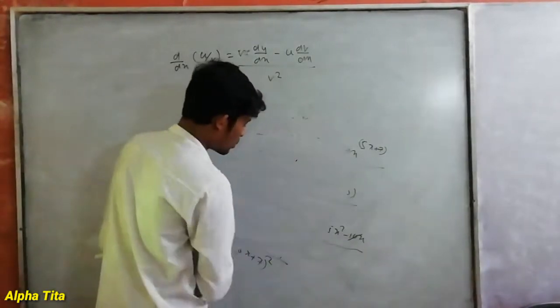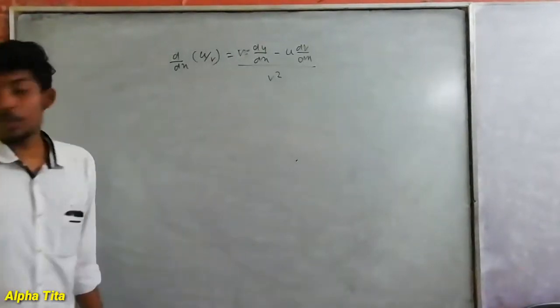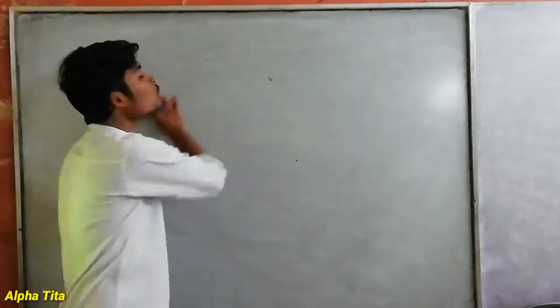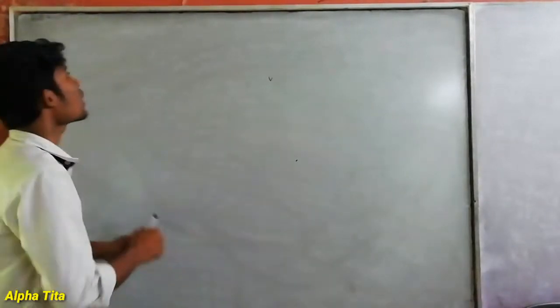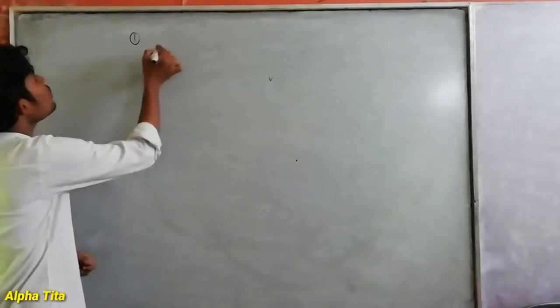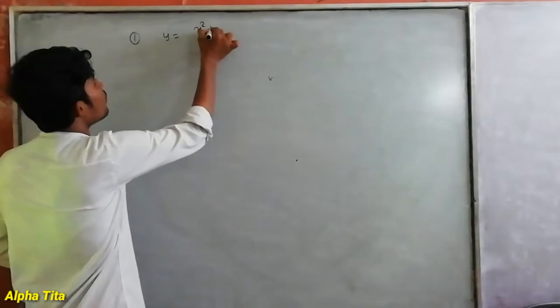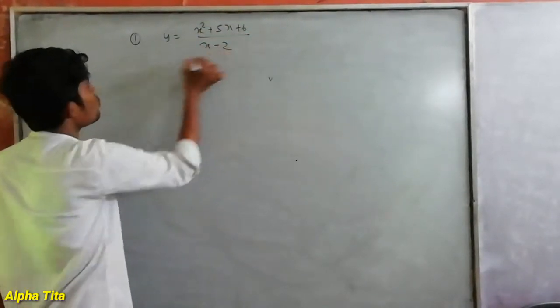Okay, next one is, I give 3 questions that are easily solved, but you have to think. First you have to think about the question, then you have to solve. Okay, I give you questions. One question is y equals x square plus 5x plus 6 divided by x plus 2.